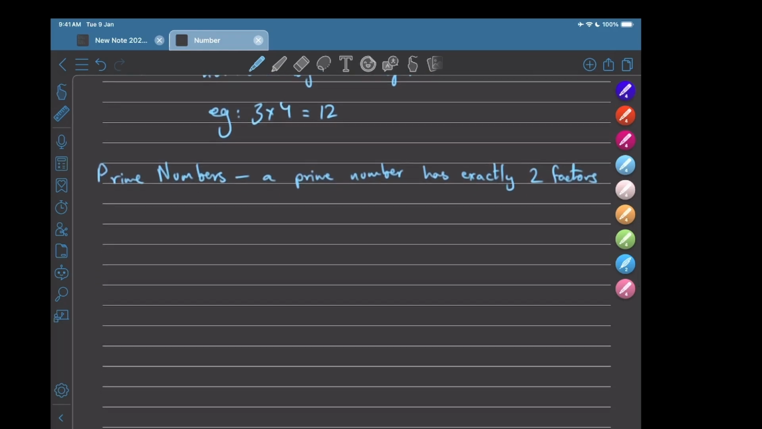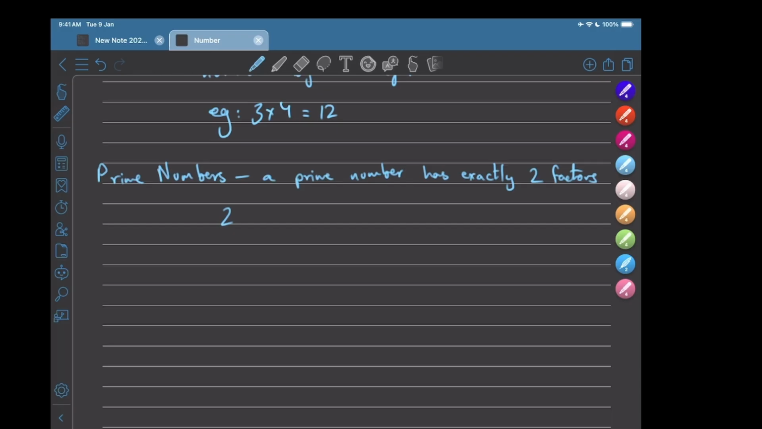Prime numbers are numbers that have exactly two factors. That's the reason why we studied factors earlier. Prime numbers have only two factors. So when I say two factors, let's say we know that 2 is a prime number, and there will be students there.